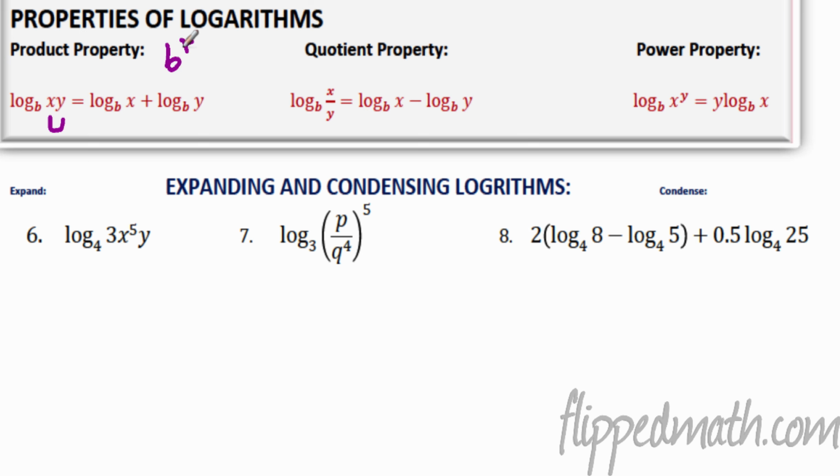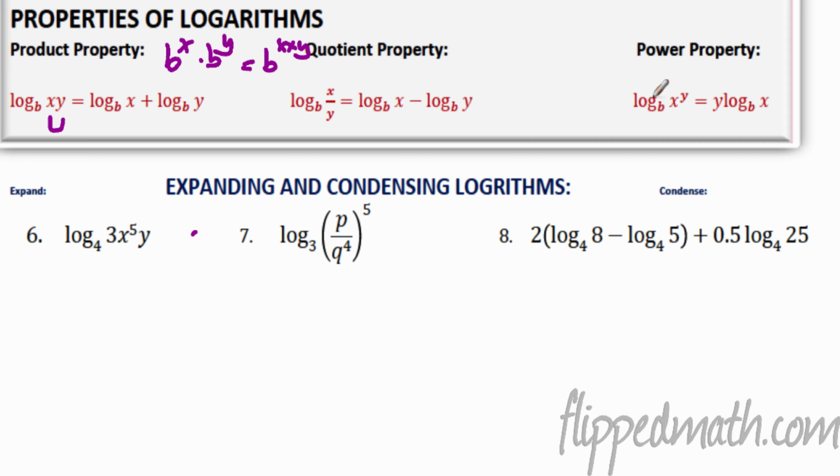This is like b to the x times b to the y, that's the same as b to the x plus y. That's the rule, right? Look, they're logs. Logs are exponents. It's the same rule. So if you're multiplying here, you can split it up into addition. If you're dividing, split it up into subtraction. And then the power property, it's the same. Well, it's a little different.